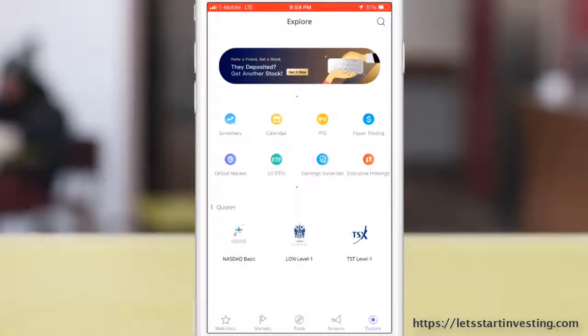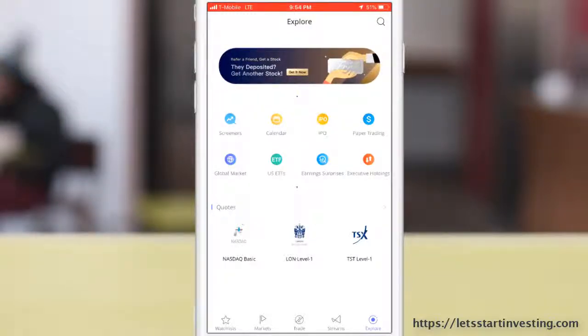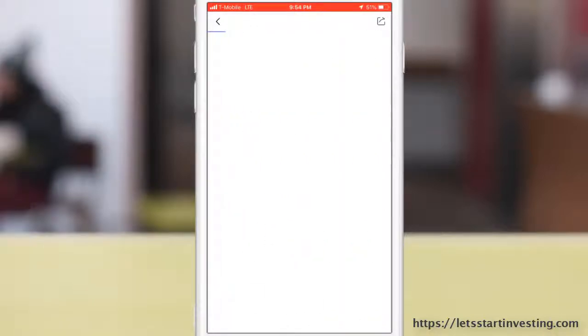So that's pretty much it, guys. Webull is a very good app, I think. It's probably my favorite as far as the free commission apps go. One thing else I want to show you real quick is their refer a friend.